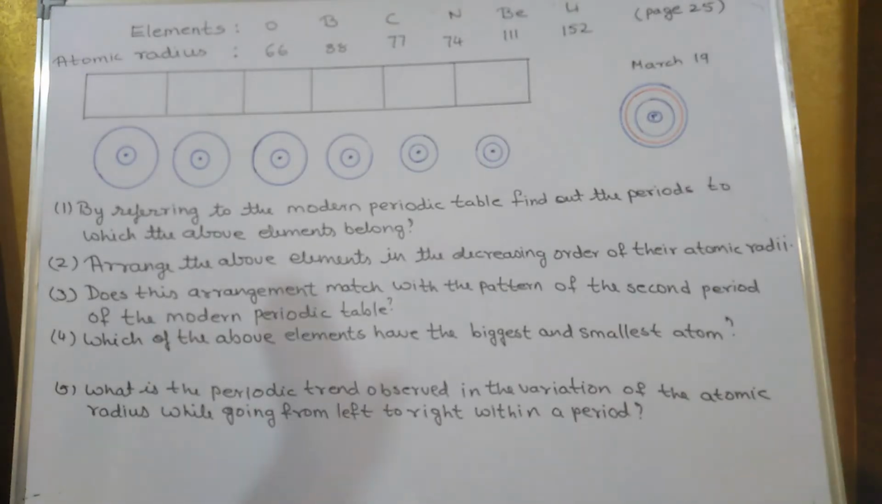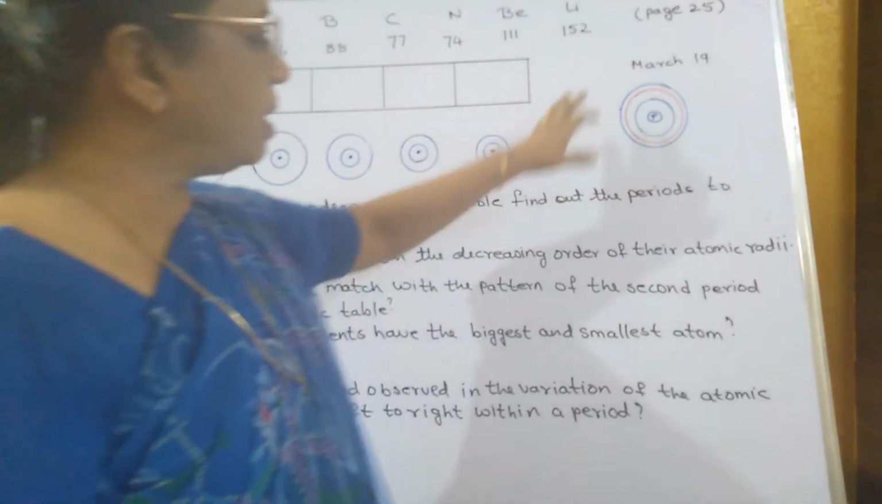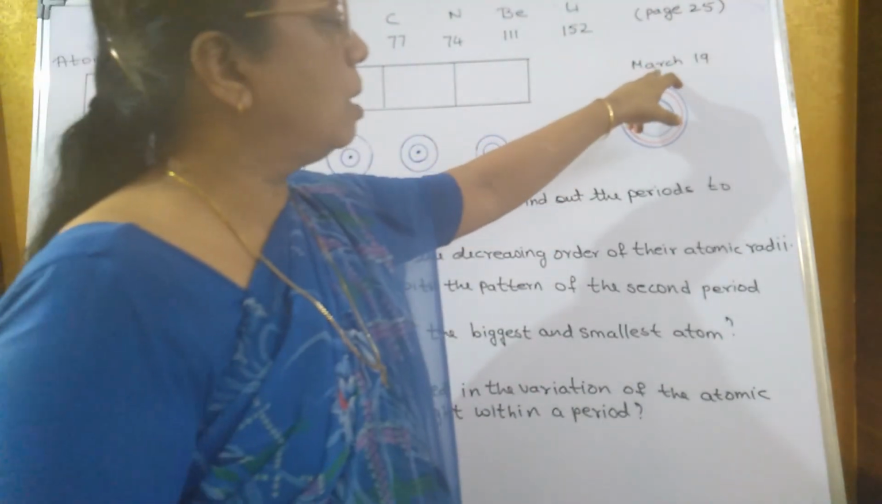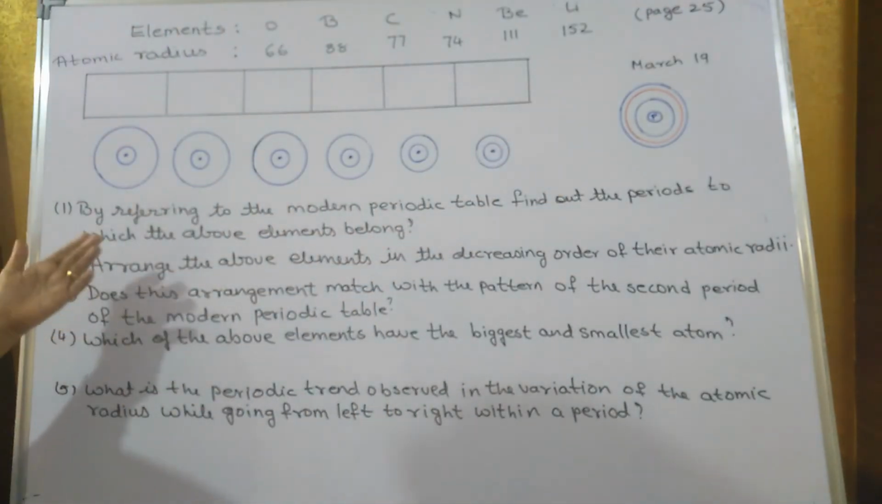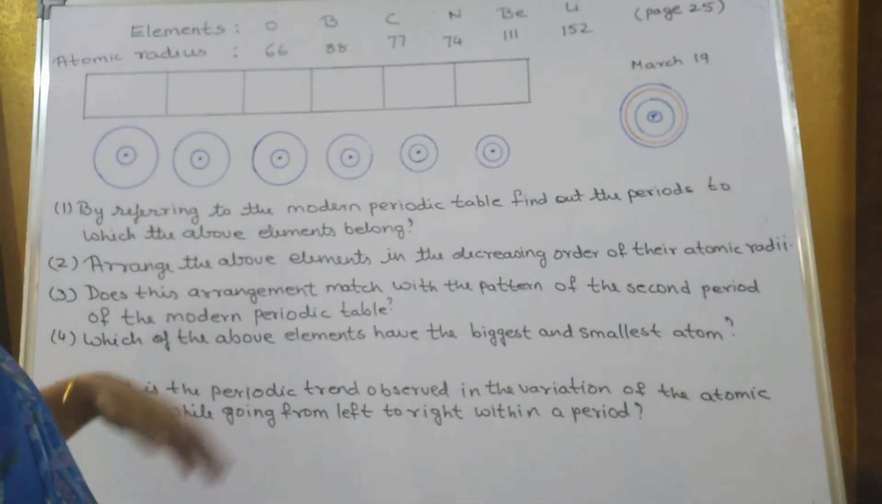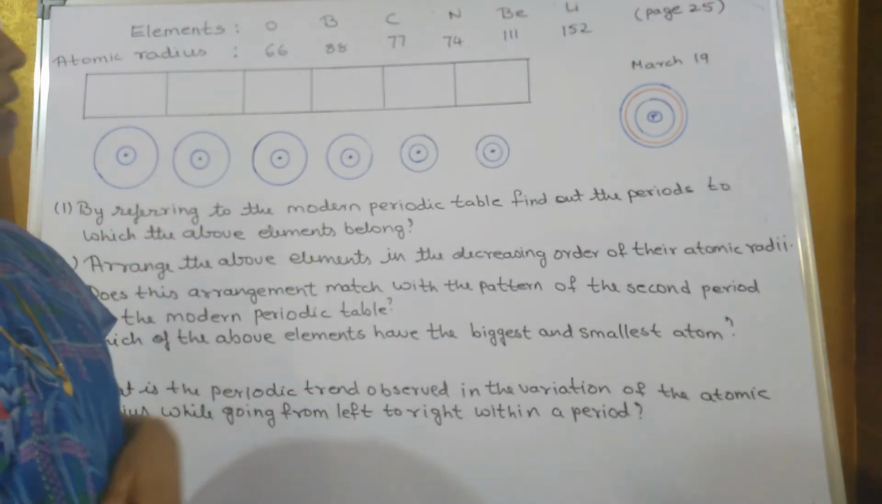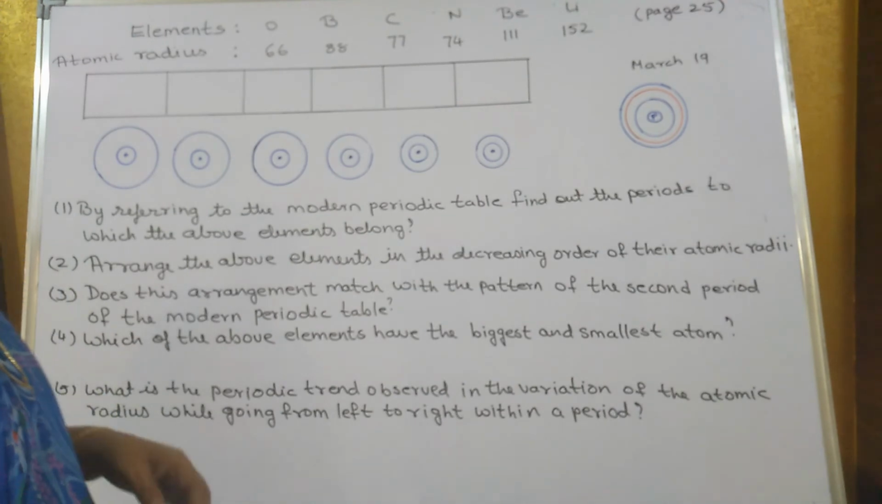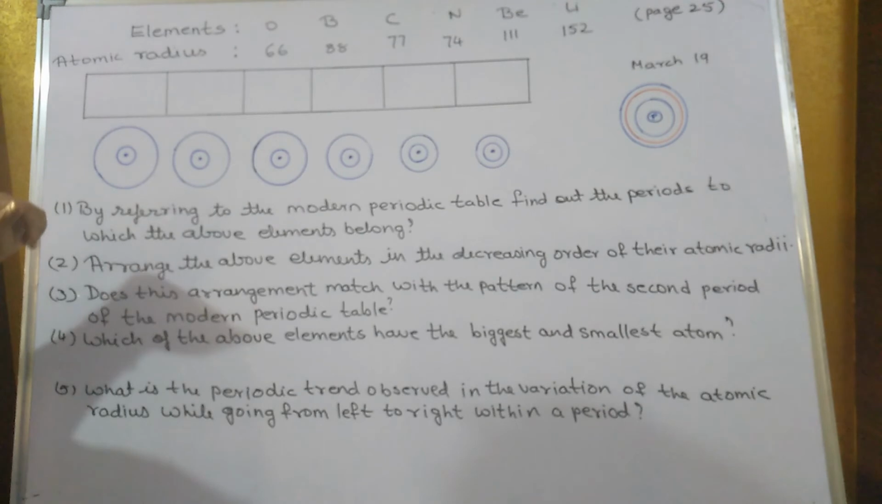Now some elements are given, names of the elements are given on page number 25, and these questions were asked in the year March 2019. So these questions were asked and the answers of these questions are very simple. So whatever is there in the middle of the lesson, any questions are there, you go through those questions, and those are very simple, and you understand the lesson also much better by going through those questions or answering those questions.